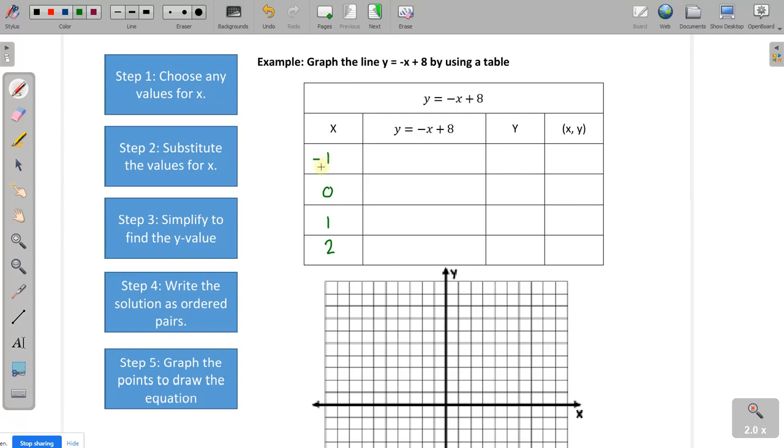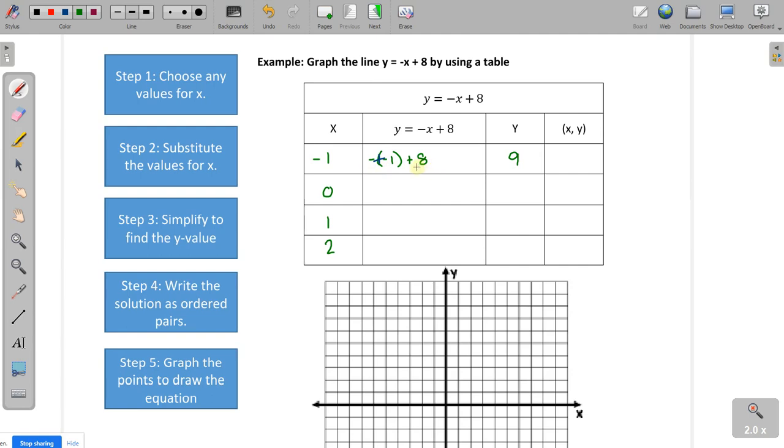So let's look at negative 1. We have y equals negative x. So negative x. Instead of x, we're going to write negative 1. And then we're adding 8. A negative and a negative make a positive. So we have 1 plus 8. And 1 plus 8 gives us 9. So what we just did was simplify.